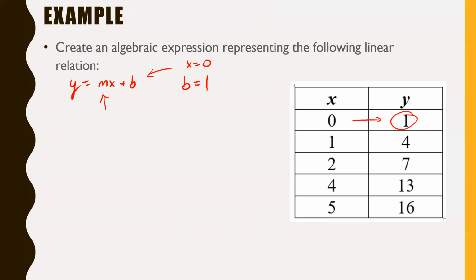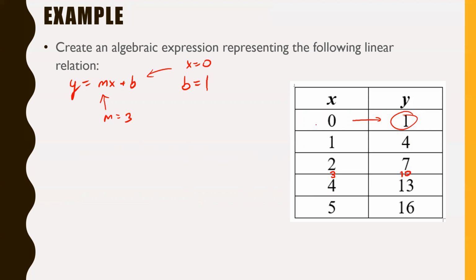This table is kind of funny because it goes 0, 1, 2, and then it skips 3 for some reason and goes 4, 5. Well, you could easily fill 3 in. If you put a 3 in here, you're probably noticing 1 to 4 went up by 3. 4 to 7 went up by 3. 7 to 13 went up a lot, but 7 plus 3 is 10. So at 3, we're at 10, and then plus another 3, we're at 13. Okay, it's a linear relation. It kept going, right? So m in this case is 3, because that's how much our y is going up by every time x goes up by 1.